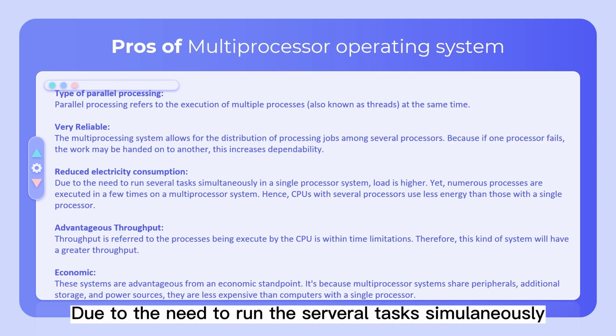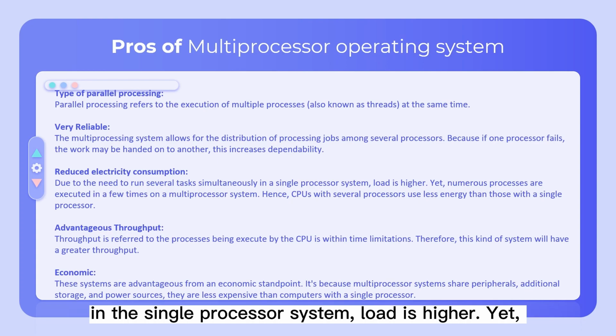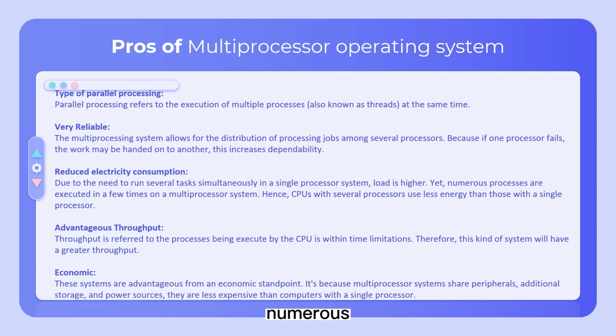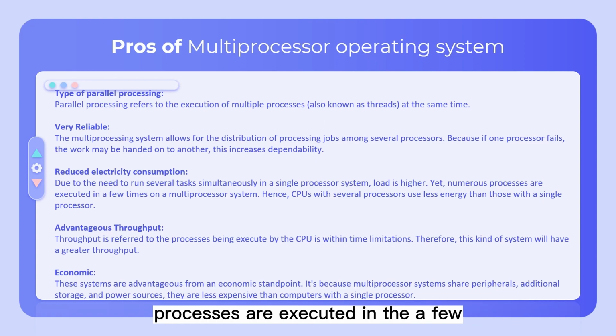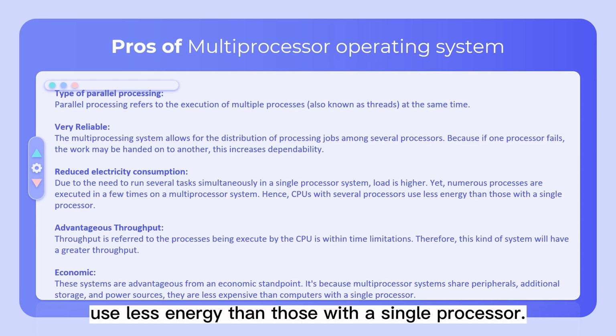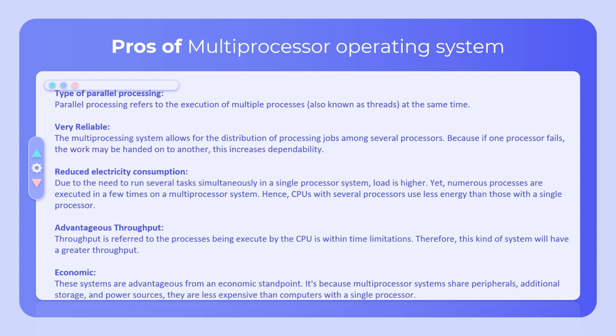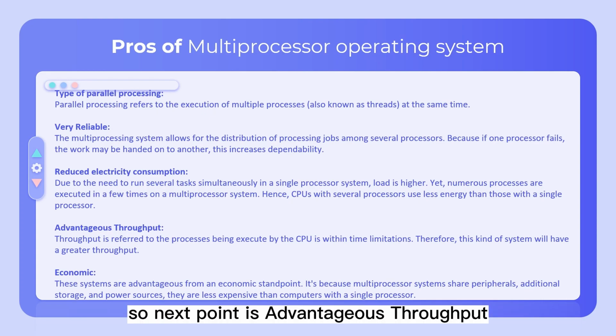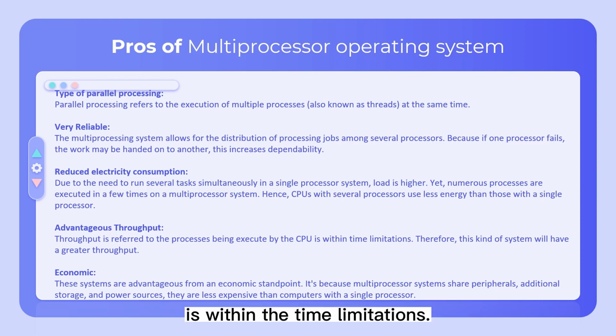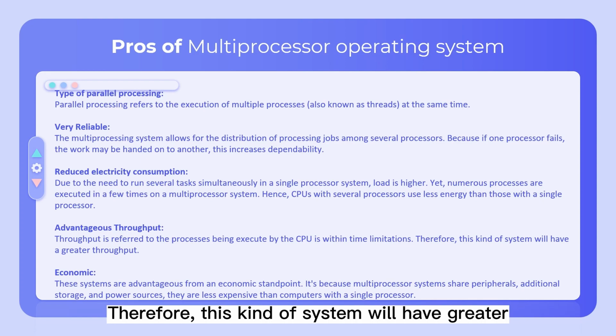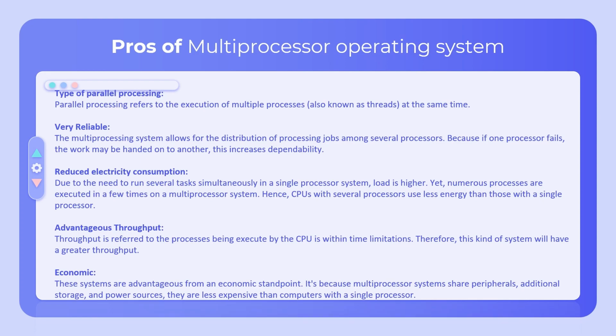Third, it reduces the electricity consumption. Due to the need to run several tasks simultaneously on a single processor system, the load is higher, yet numerous tasks are executed at a time on a multi-processor system. Hence, CPUs in a multi-processor system use less energy than those in a single-processor system. So next point, advantage throughput. Throughput refers to the processes being executed by the CPU within the time limitation. Therefore, this kind of system will have a greater throughput.